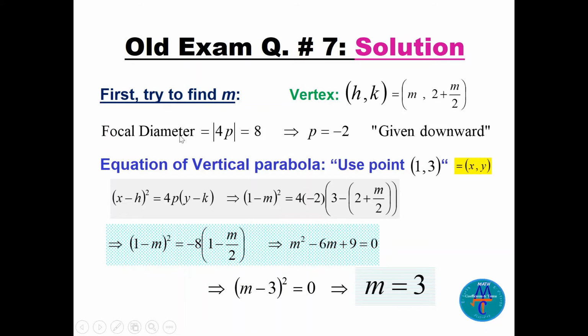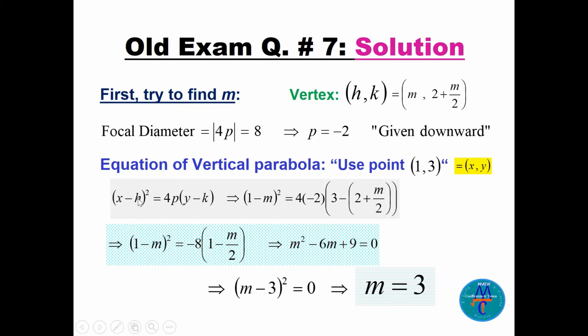Now from the focal diameter, we know absolute value of 4p is equal to 8. It's given, and this is the formula for focal diameter. So p will be 2. Why do we take minus 2? Because it's given in the question, the parabola opens downward. So for the equation of the vertical parabola, now we use the point 1, 3 in the equation.